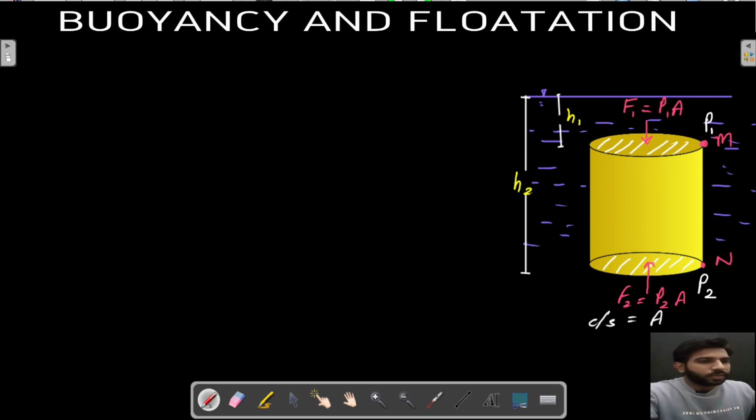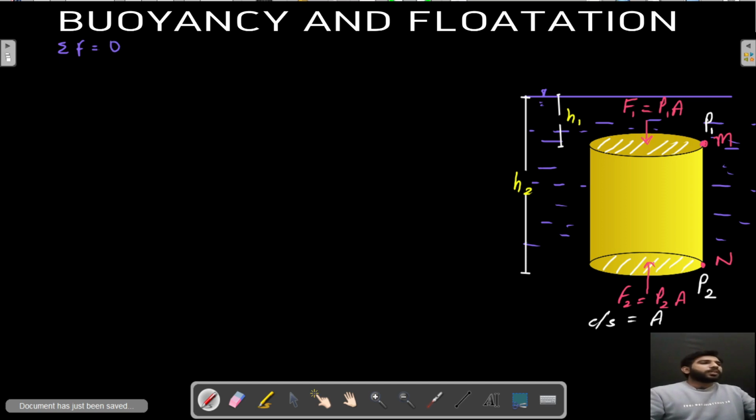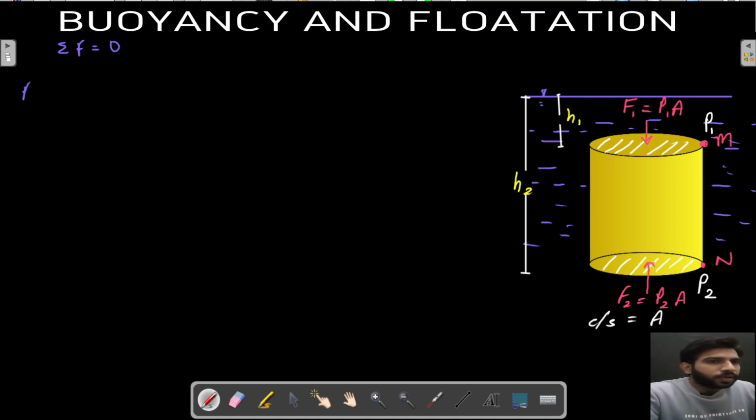So let us take the summation of forces, that is, summation F is equal to 0. The net resultant of F1 and F2 will give us the buoyant force. So let us write FB is equal to F2 minus F1, since F2 will be greater than F1. So what are F1 and F2 now? Let us understand what F1 and F2 are.